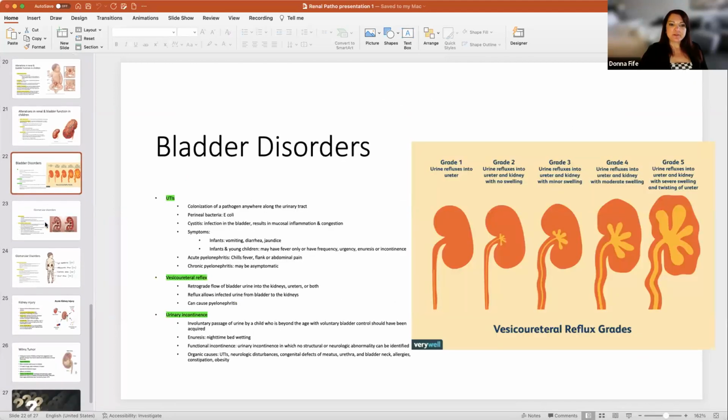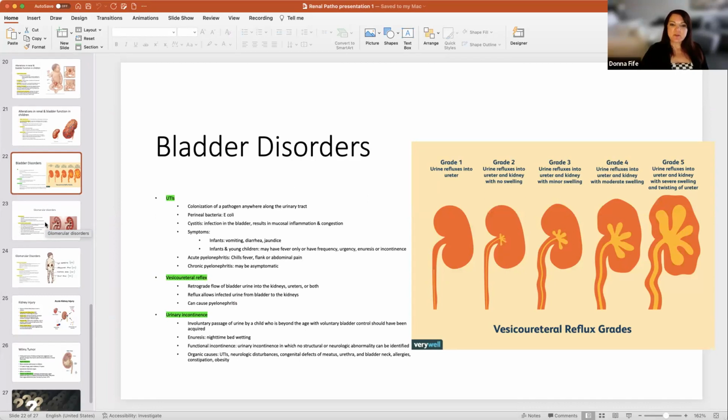Okay, bladder disorders, UTIs. This is the colonization of bacteria anywhere along the urinary tract. Mostly it's perineal bacteria from E. coli. Cystitis is when the infection is in the bladder and results in mucosal inflammation and congestion.